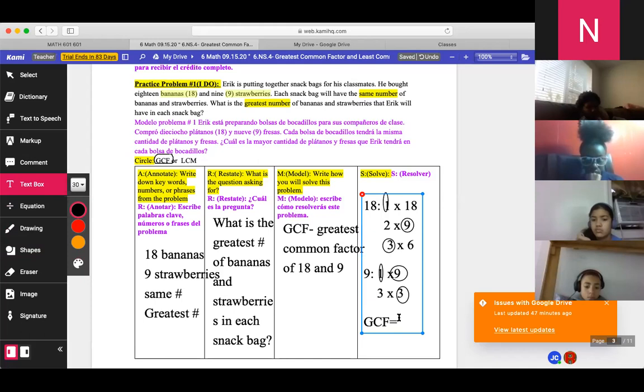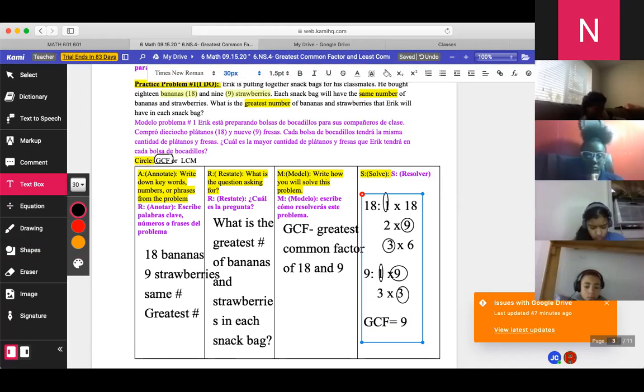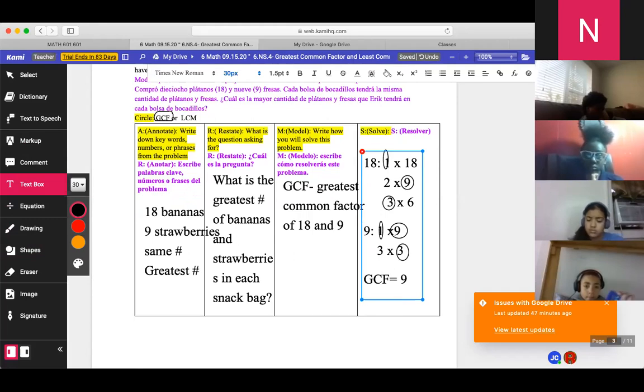Are we done yet? No. Now is the part where we actually have to identify the same number, because they want the same number in each snack bag. So how do we do this? We could do this 2 ways. We could either divide the greatest common factor by the number, or you could just look at the multiplication table. We chose greatest common factor.